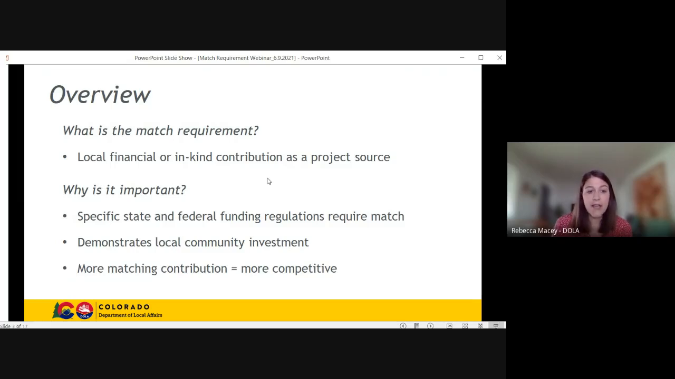And then additionally, what we're looking at is the amount of match, and any matching contribution generally makes an application more competitive. So today we'll be looking at two sources of match, one federal source, HOME, and one state source, our HDG funds.